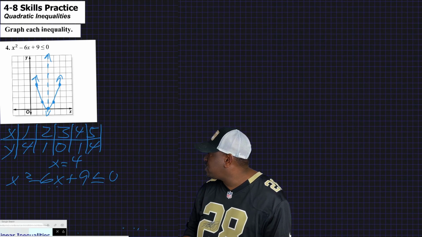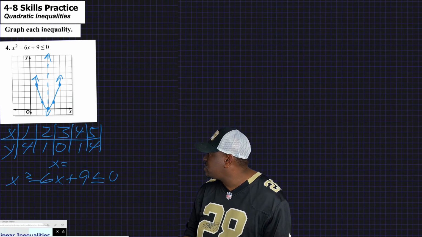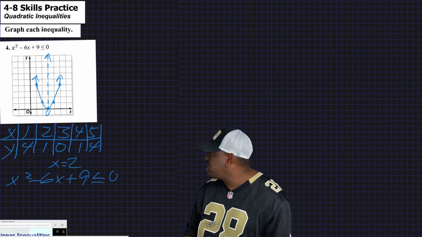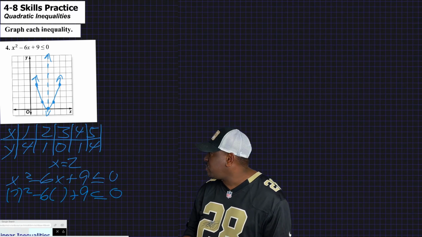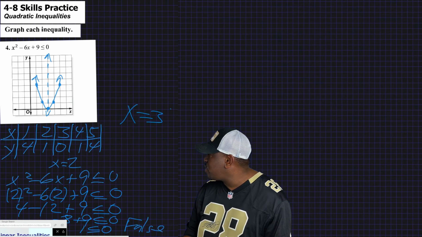So what does that tell us if it's false? Does that mean we shade inside or we shade outside? Well, we're going to pick another value. This time we're going to pick 2. And we're going to substitute that in. And so we substitute 2 to see if it's less than or equal to 0. That will give us a value of negative 8 plus 9, which is 1. That's also false.